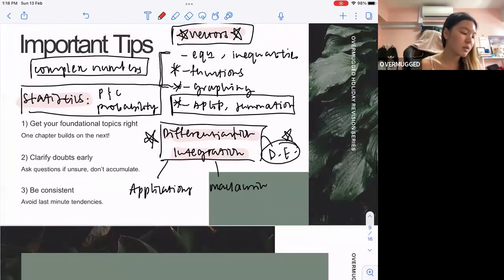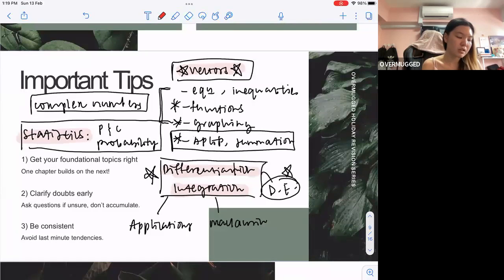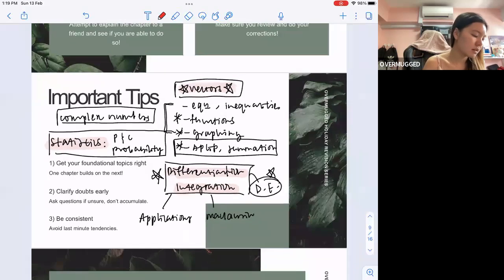Okay, so other important tips. It's important for you guys to get your foundational topics right. That means all the J1 topics, build a strong base. For each topic also, build a strong foundation before you think about how to apply it and so on. Clarify your doubts early, which is why if you have any questions throughout today's session, please just voice it out. Don't keep anything inside, and don't let your doubts linger, and be very consistent. So those are the tips I can give you.